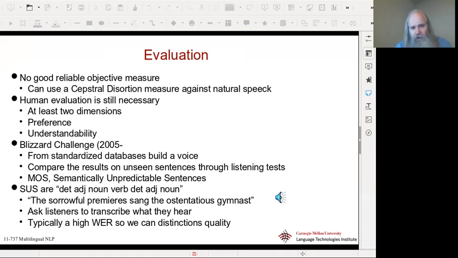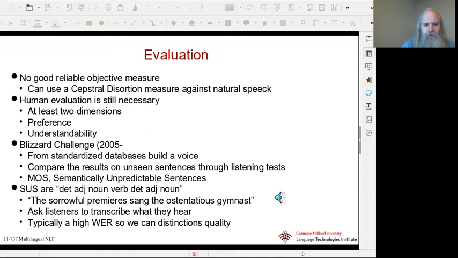We've been running an annual competition since 2005 called the Blizzard Challenge, where we release a data set to people and ask people to build a synthesizer out of that, and then we test it through listening tests. We primarily nowadays do two sets. We ask people for mean opinion scores. Give me a score of how much you like this. Okay, and we find people are consistent across different groups when they're doing this. It's something as vague as like.